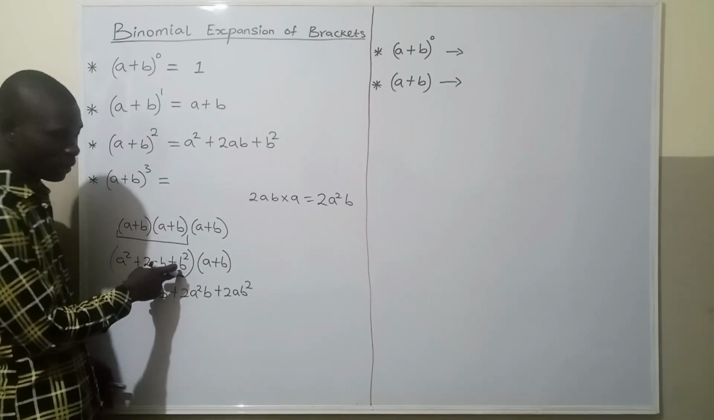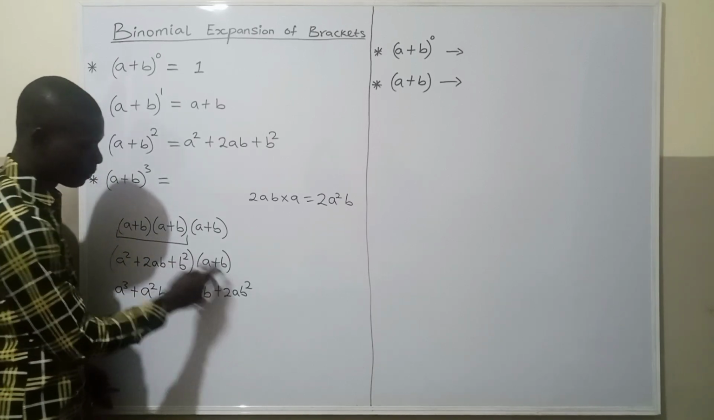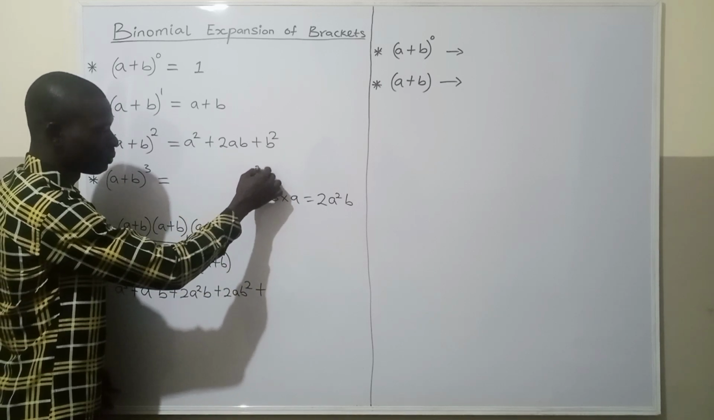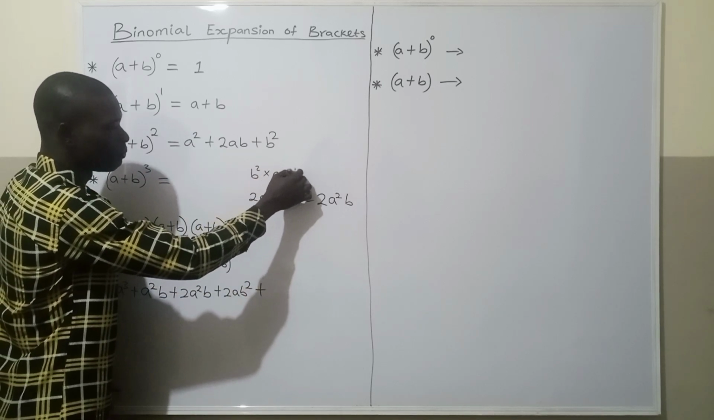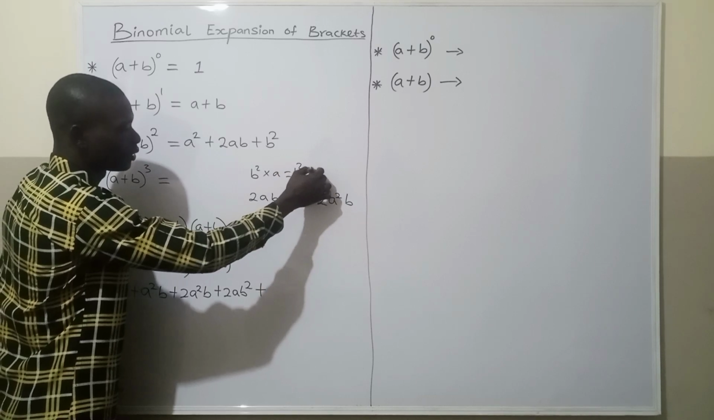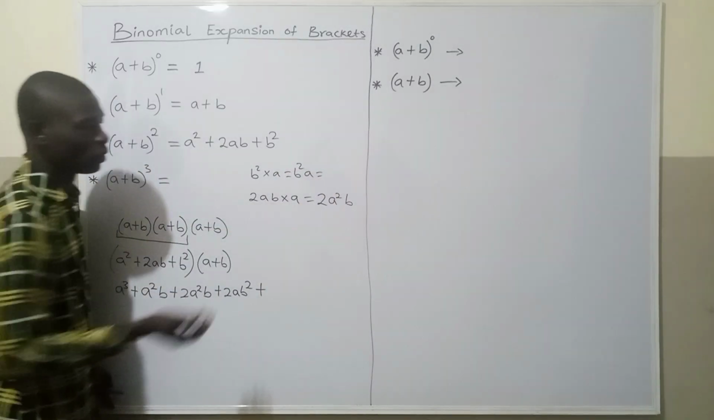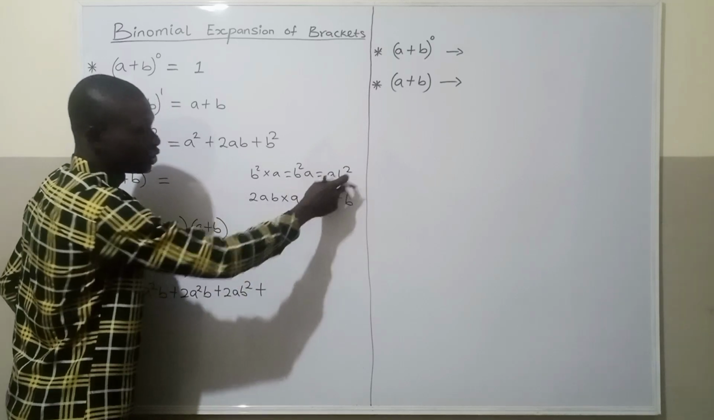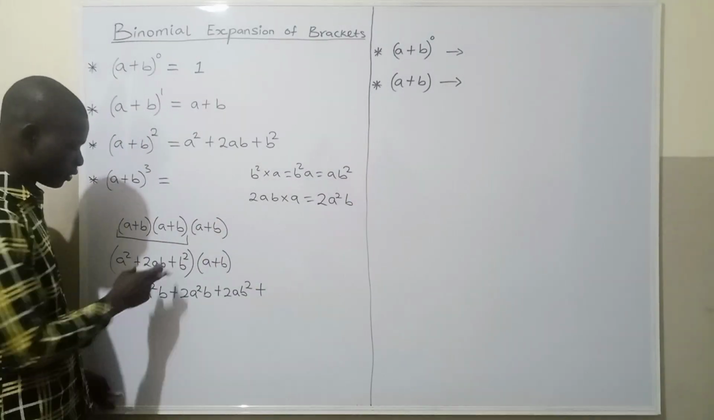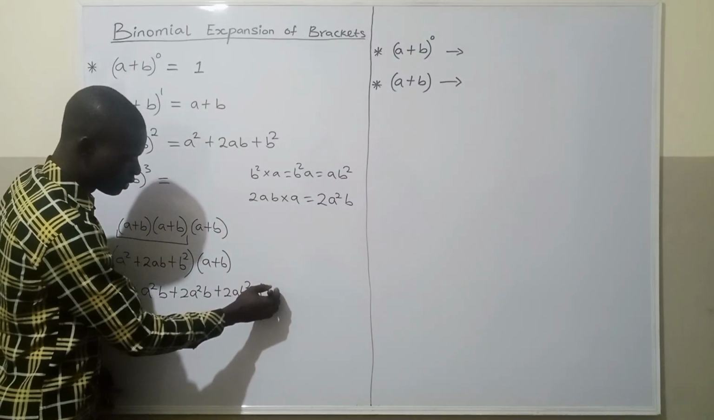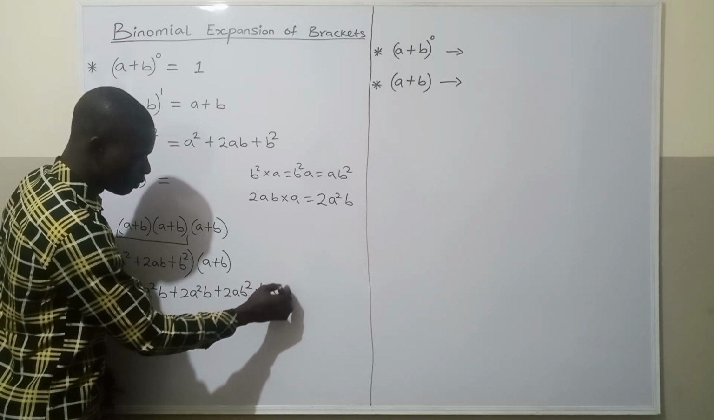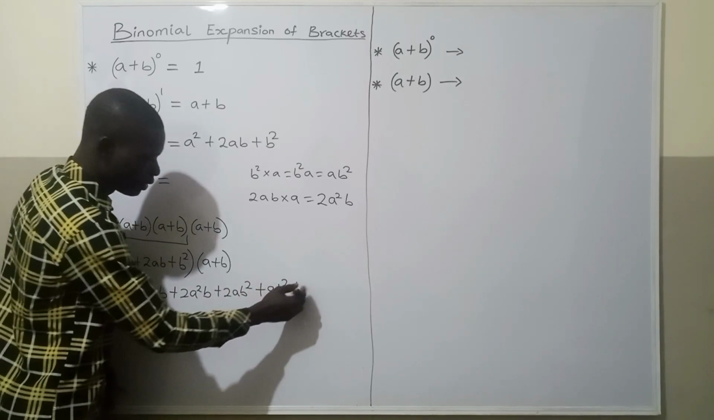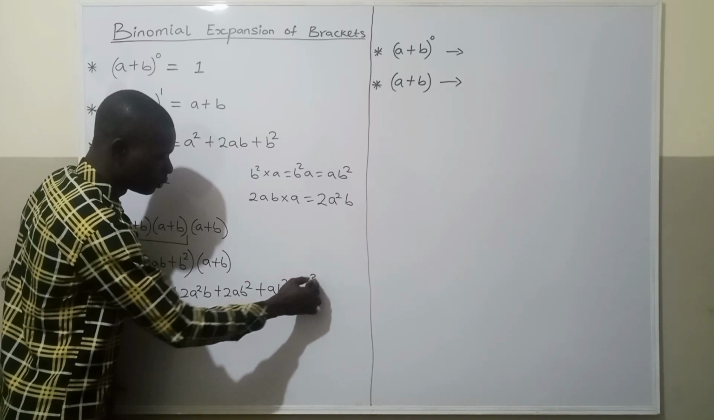The next one, which is the final one, is b squared multiplied by a. This is actually b squared a. And remember, so that it can be in alphabetical order, we can rewrite it as ab squared. Nothing has changed, just the rearrangement. So b squared multiplied by a is ab squared. And then b squared multiplied by b, that's going to be b cubed.